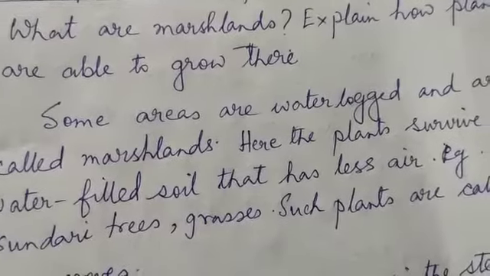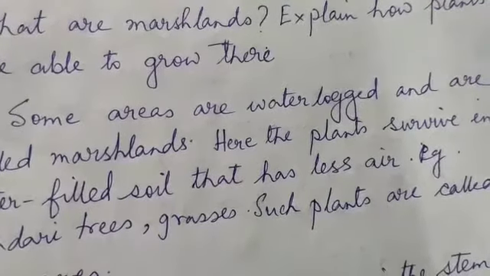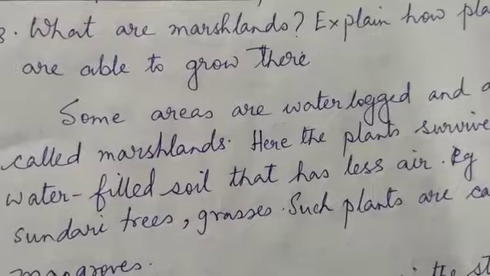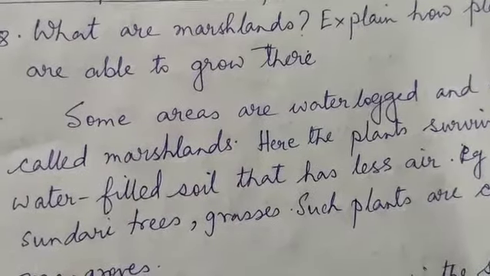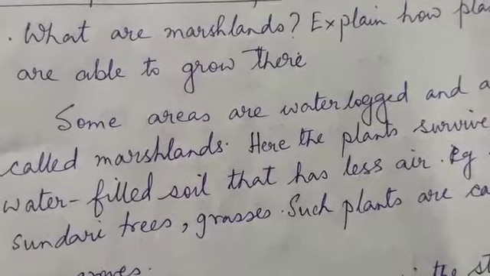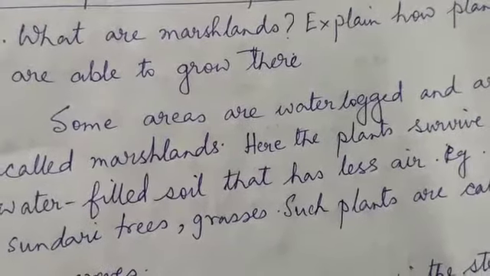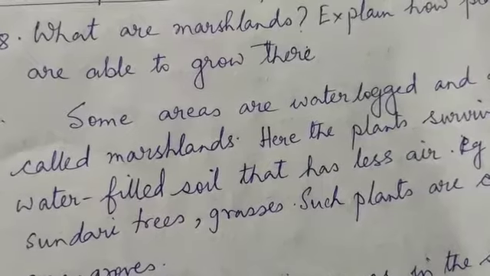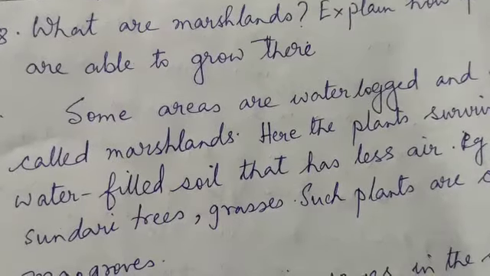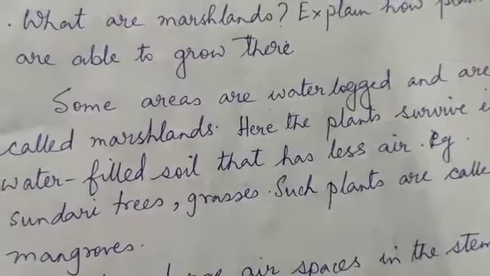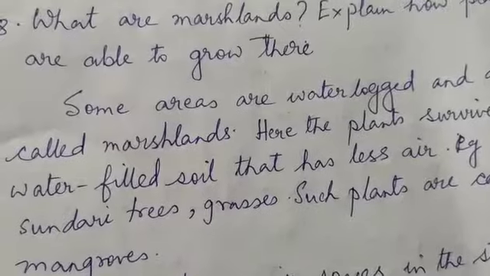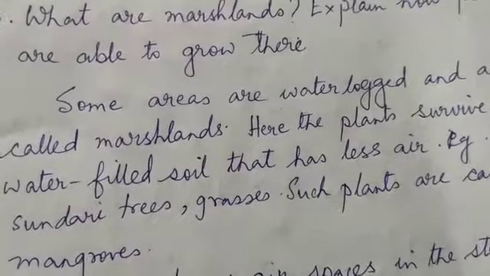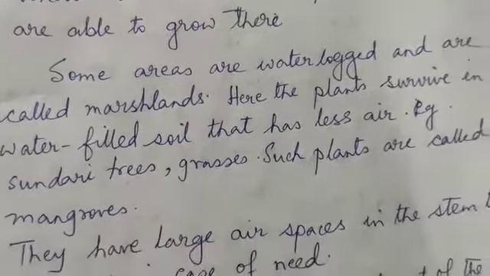Here the plants survive in water-filled soil that has less air. For example, Sundari trees, grasses. Such plants are called mangroves. So, the plants that grow in waterlogged soil areas are called mangroves.